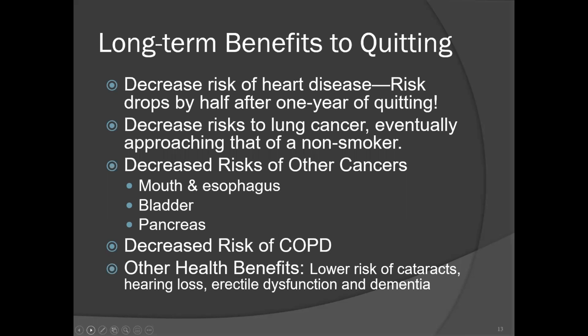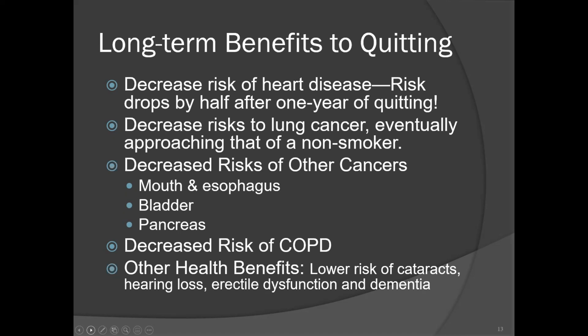Long-term benefits, or longer-term benefits: decreased rate of heart disease, risk drops by about a half after 1 year. So none of this is simple, but if you were to overly simplify it, you'd say that the cardiac risks drop more precipitously, quicker than the risks of cancer. Okay, so your decreased risk of heart disease drops pretty good in a year. It doesn't drop to the normal baseline, but it drops much more quickly.